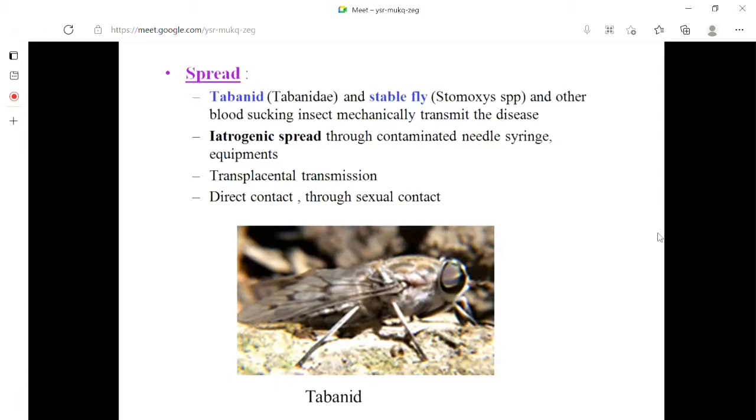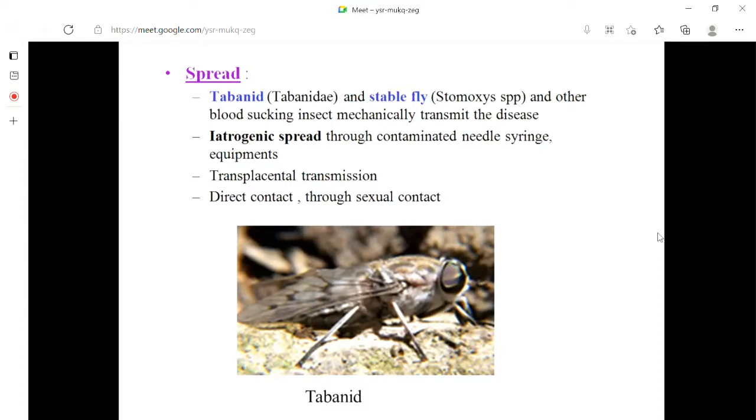If you go through how the disease spreads among the animals, you'll find that in the majority of cases it is by mechanical transmission by blood-sucking insects, tabanids and the stable fly Stomoxys. In swampy areas the number is more. That's why the disease incidence is higher in the summer months in swampy areas, and that's why the alternative name is swamp fever.